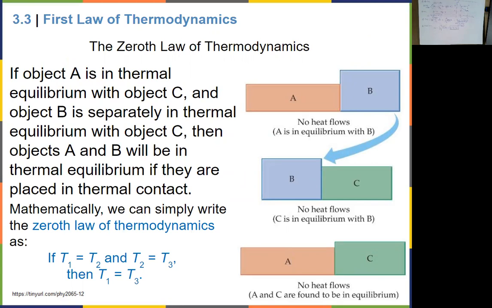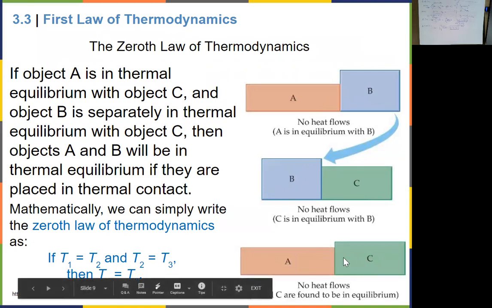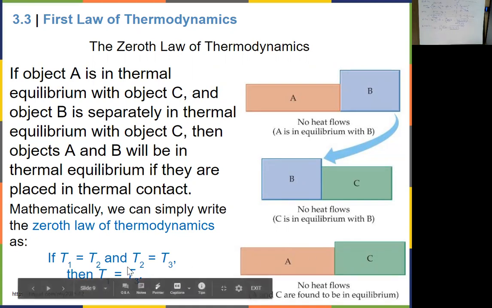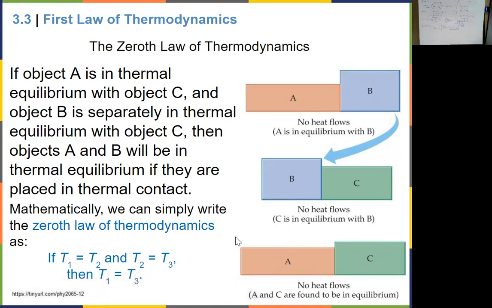The zeroth law says, if you have A and B in contact and they are in equilibrium, and you also have B and C in contact and they are in equilibrium, then if you bring A and C in contact, they should be in equilibrium as well. That's pretty much what the zeroth law says. I'll put it into an equation: if T1 equals T2 and T2 equals T3, then T1 is equal to T3.